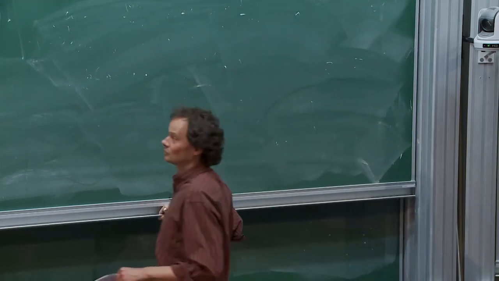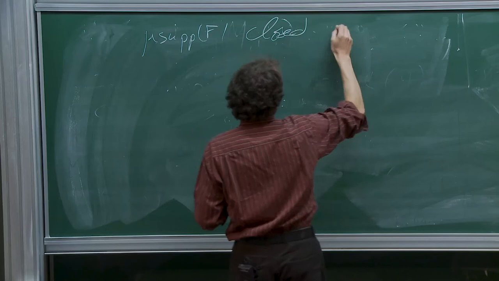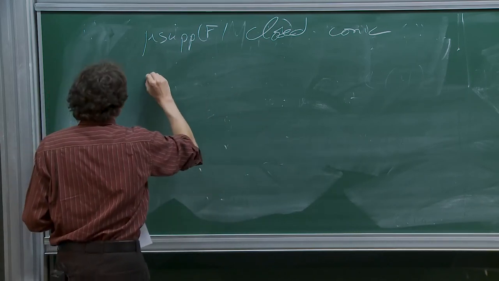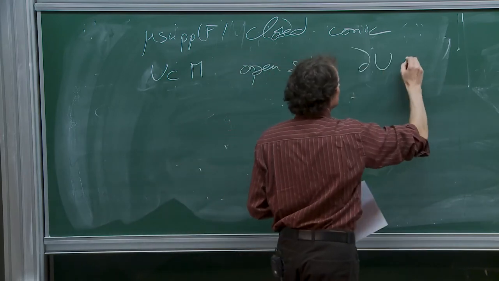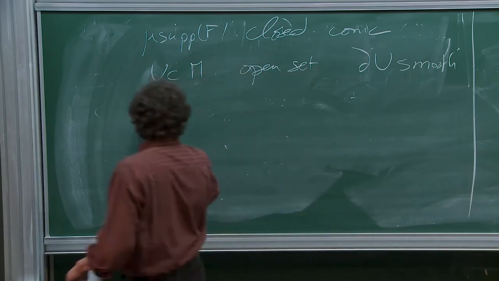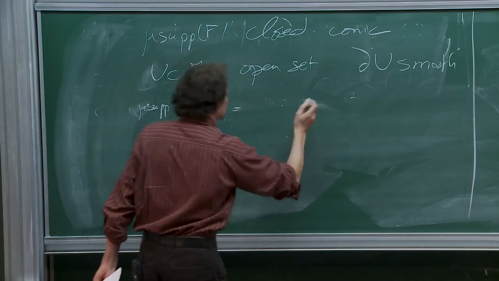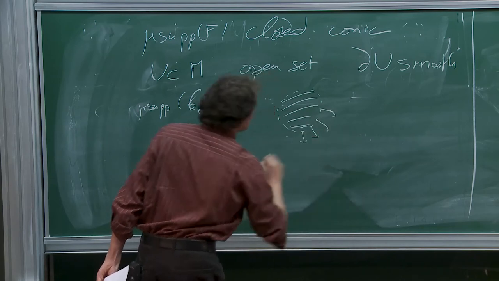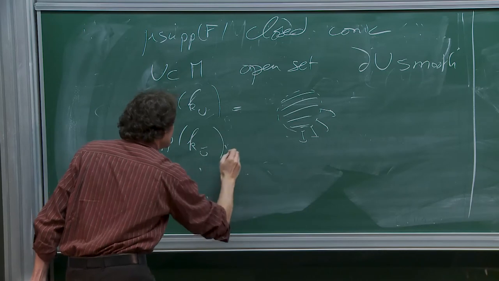So the definition is very simple, in fact. By definition, the microsupport is closed and conic. And I just give one example. Suppose U in M is an open set with a smooth boundary. Then the microsupport of the constant sheaf on U is, well, I just draw the picture. It is the outer conormal bundle of the boundary of U. And the microsupport of the constant sheaf on the closure of U is the opposite.